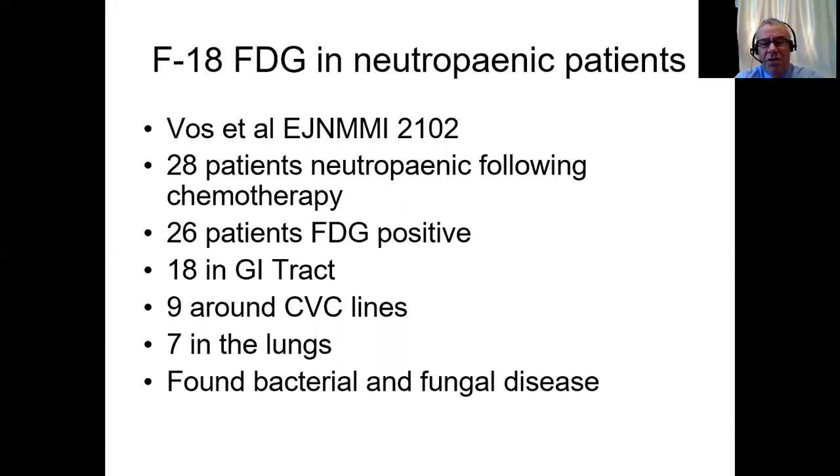So 26 patients had an FDG scan that was positive, 18 in the GI tract, and some of these had injection lines that were positive too, and 7 of them had lungs. Now you might add 18, 9, and 7 and say that's more than 28, and that's because obviously patients can have more than one site of infection, particularly if they're immunocompromised. And they found that FDG was good in both bacterial and fungal disease. Sorry, sometimes it goes a bit slow.